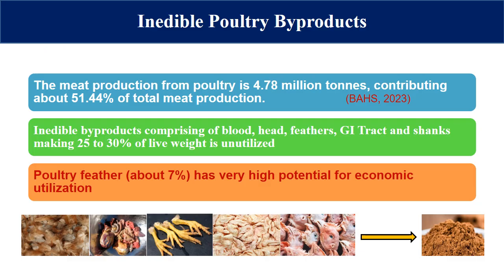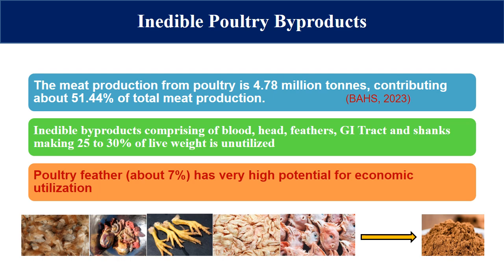Now first let us see about the inedible poultry byproducts. As we all know, India is producing about 10.25 million ton meat per year, including all the species, in which the poultry alone is contributing about 4.78 million ton, which is about 50% of the total meat produced.